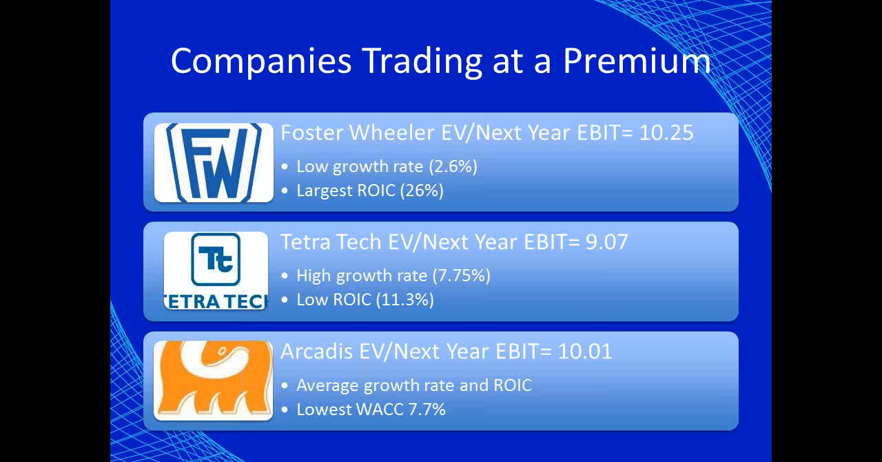Moving down, you got Arcadis at a multiple of 10.01. And they were actually kind of different than the first two companies, where their growth rate and ROIC fell in line with the industry averages and all the other companies, but they had a very low WACC of 7.7%, and this helped increase their spread and made them an attractive company.